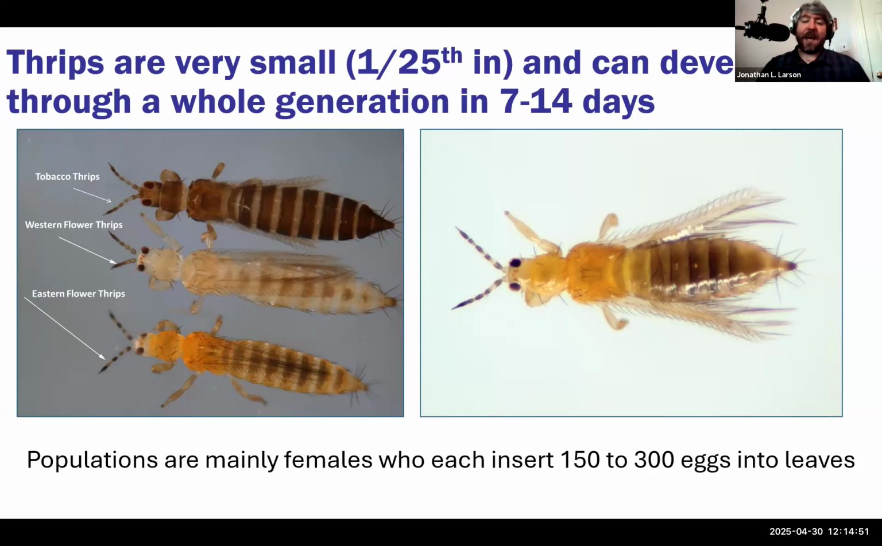That's why you'll hear me say a thrips and then the thrips. They are called thysanopterans because they have these really fringe-coated wings that you see here. Their wings are kind of hairy looking. They lay a lot of eggs. They lay 150 to 300 eggs down into the leaves.